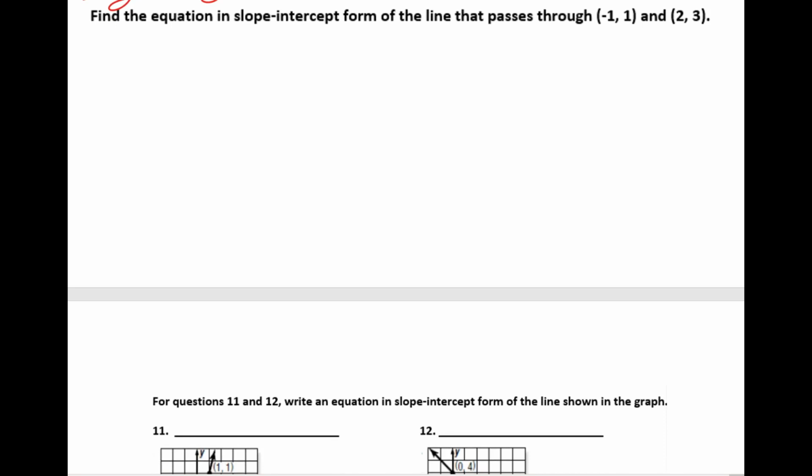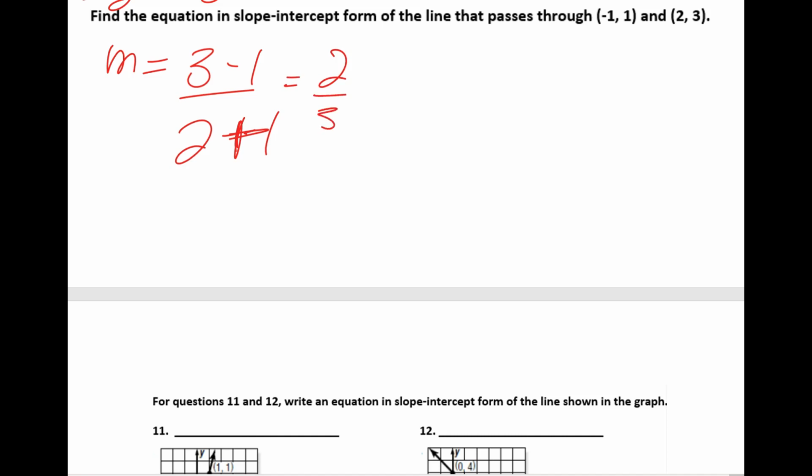Okay, what makes this different? This is different because we are missing our m, so we have to find our slope. So the slope is y sub 2, 3, minus 1, over 2 minus negative 1. 3 minus 1 is 2. 2 plus 1 is 3. So the slope is 2/3.